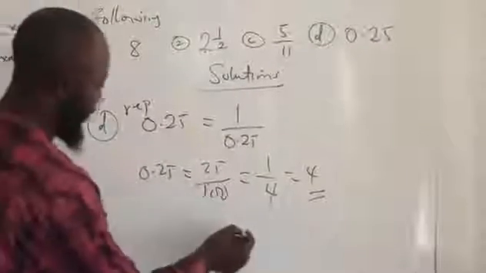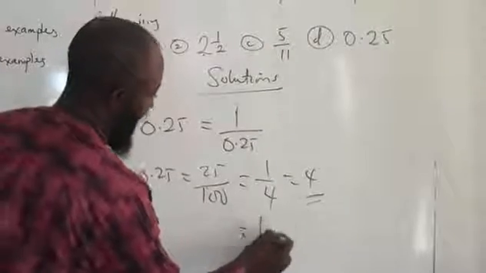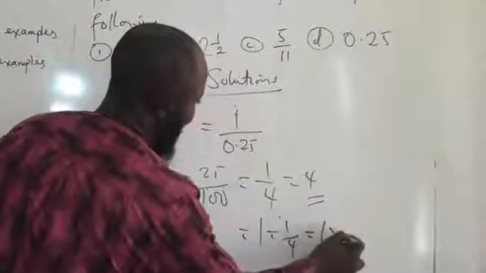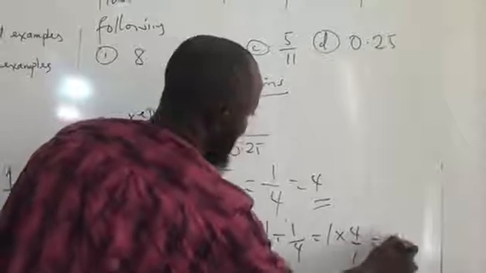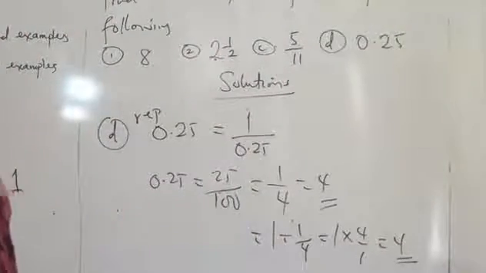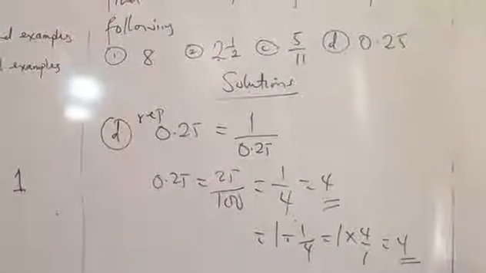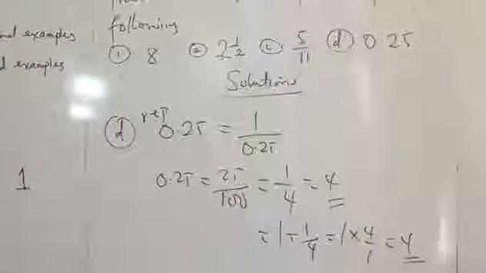Because 1 over 4 means 1 divided by 1 all over 4, which is 1 times 4 all over 1, which is 4. You understand? So that is what we refer to as reciprocal.